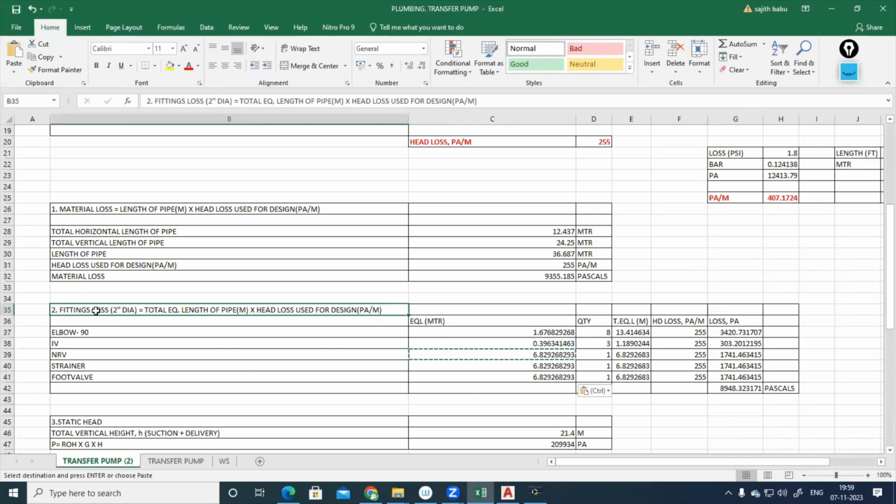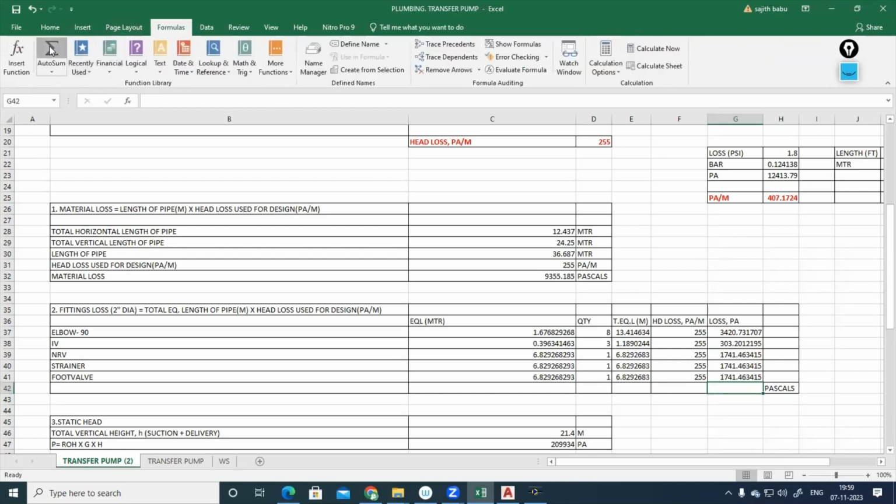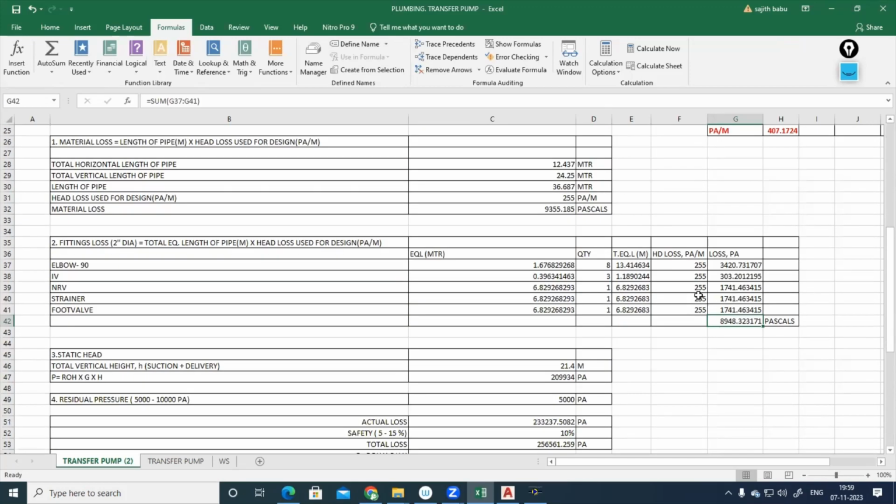So overall fittings loss you'll be getting. You can add all these things. How much you will get? You can add. See the formula. We are adding it. 8,948 Pascal. Somewhat near to material loss it is coming. Sometimes it will go beyond that. So 50% of material loss, if you are considering as fittings loss, that will not be always correct. That is our fittings loss. So we have calculated material loss and we have calculated fittings loss as well. The third one, static head. Static head means from the suction to the delivery, how much gravity it has to overcome.